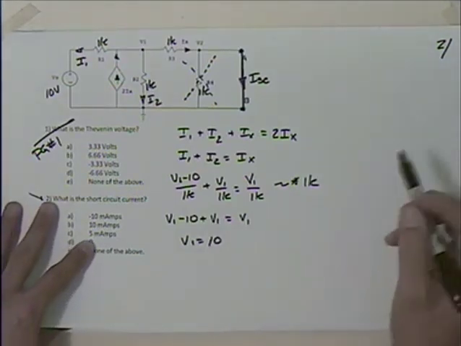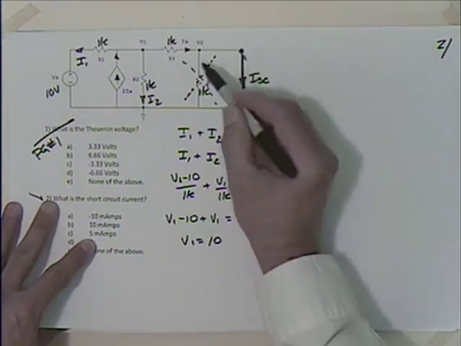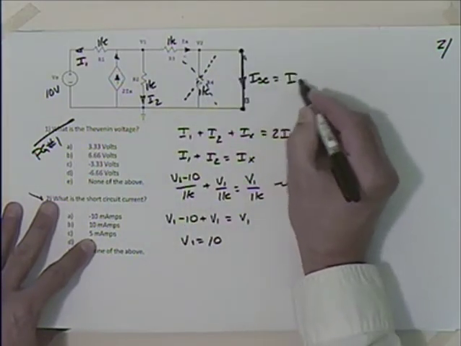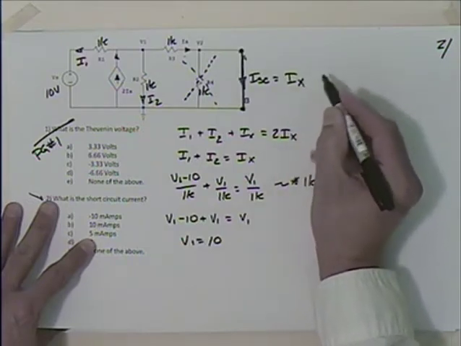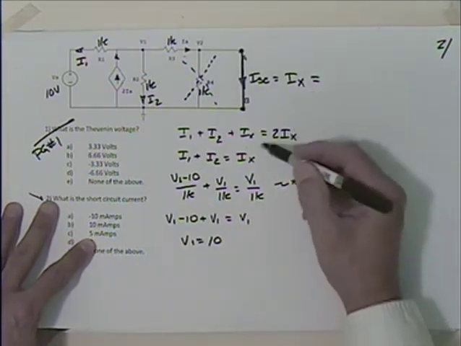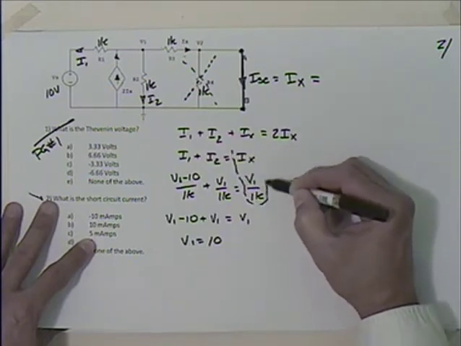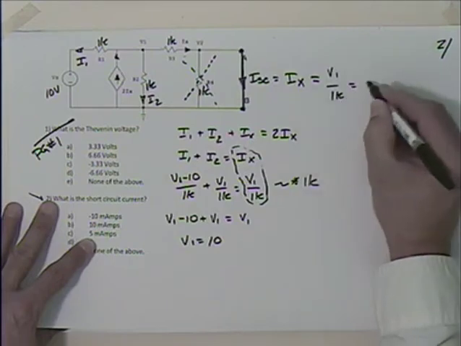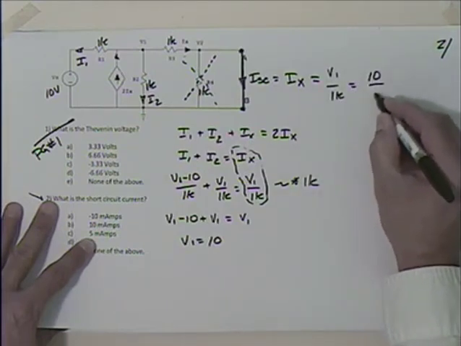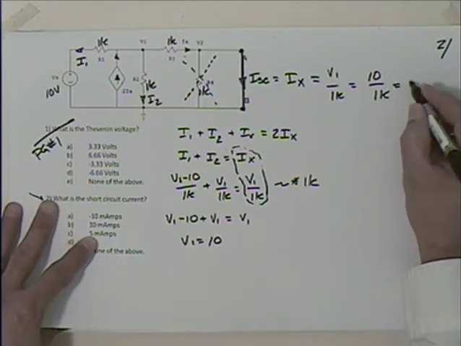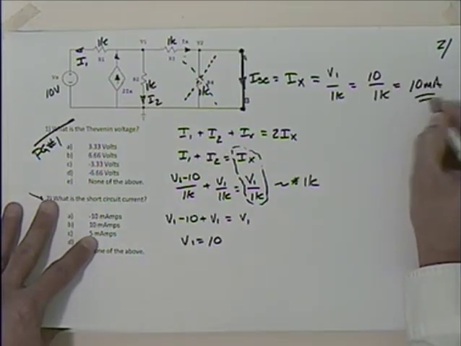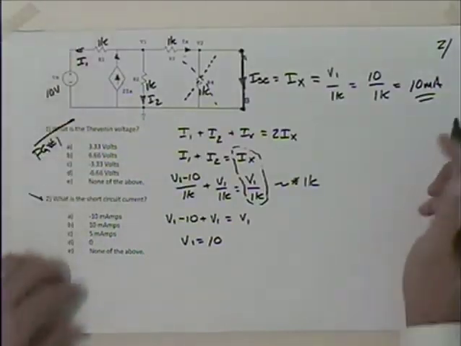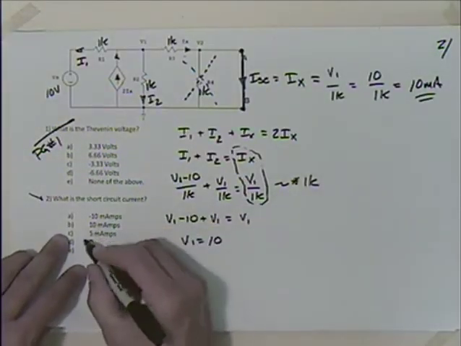And why did I want that? Well, I know because I've taken this resistance out here that Ix is equal to I short circuit, isn't it? So Ix, which is going to be equal to this one right here, V1 over 1K, so I have 10 volts over 1K, which gives me what, 10 milliamps? 10 milliamps. So I've got 3.3 volts for my open circuit. I get 10 milliamps. Do we have an answer there? Yep.